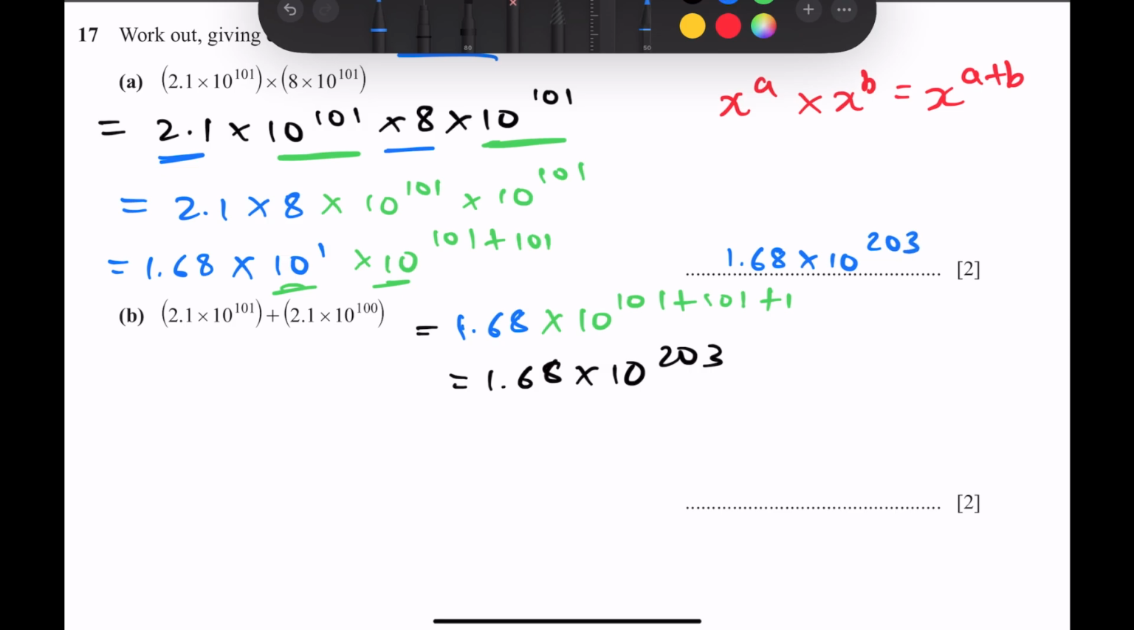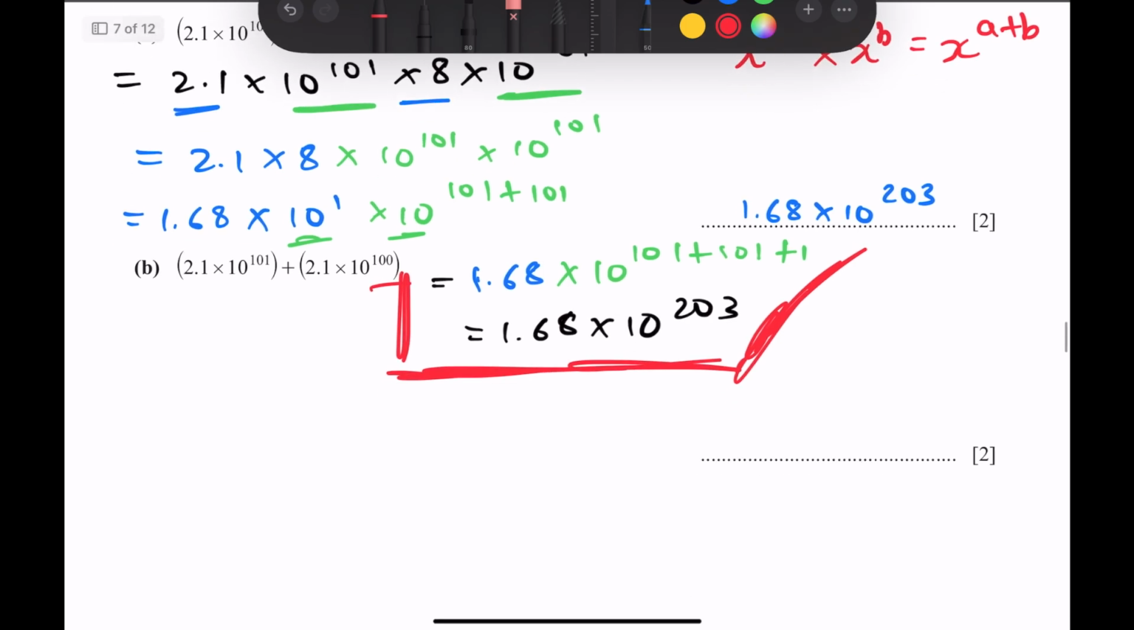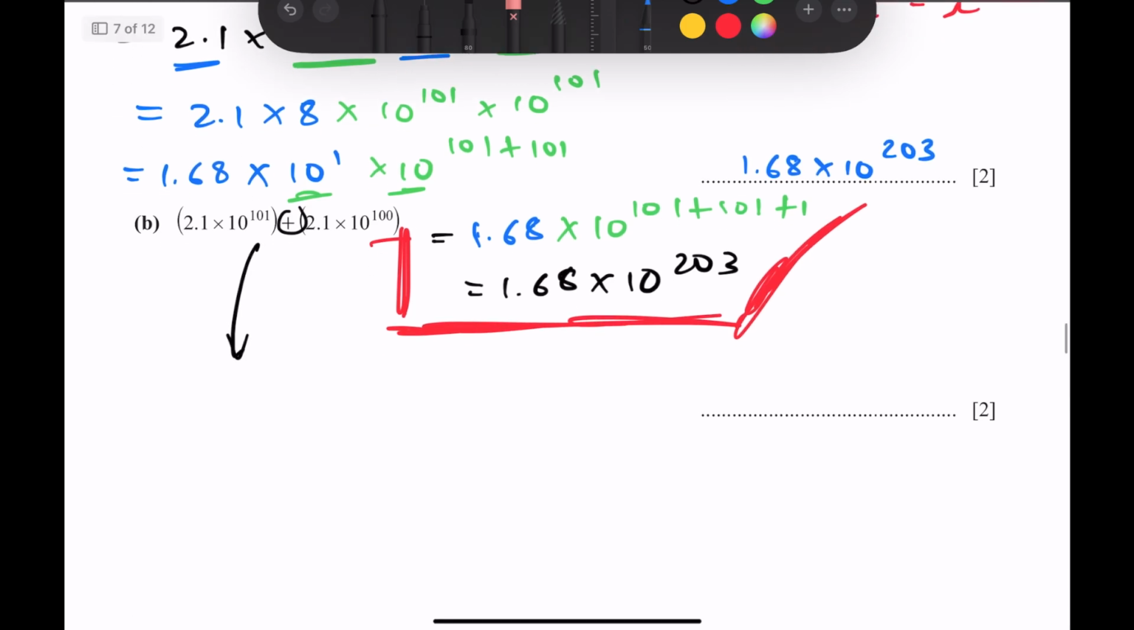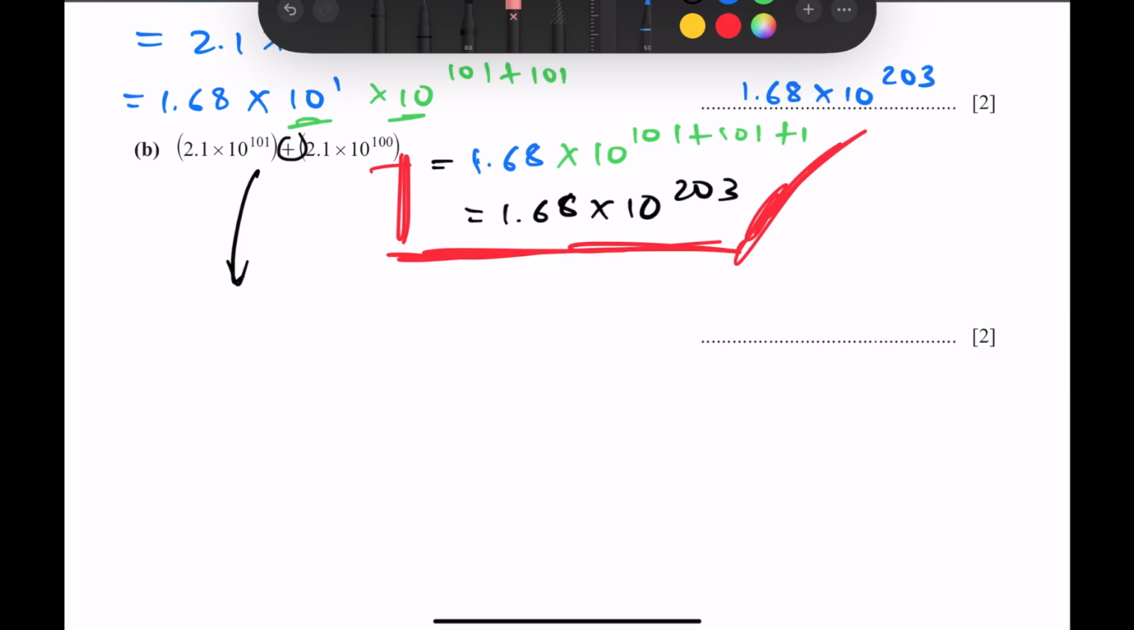Let me just put a line to separate these two questions. Part B says 2.1 times 10 to the power of 101 plus 2.1 times 10 to the power of 100. As you can see, part B does not have multiplication like part A, but instead addition, which means that rather than just multiplying all the terms to get a final answer, we instead have to find the common factor of these two terms.